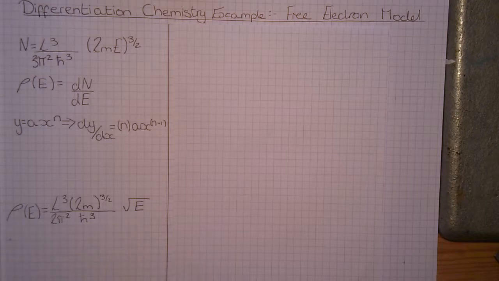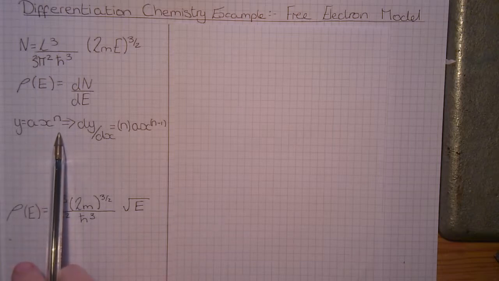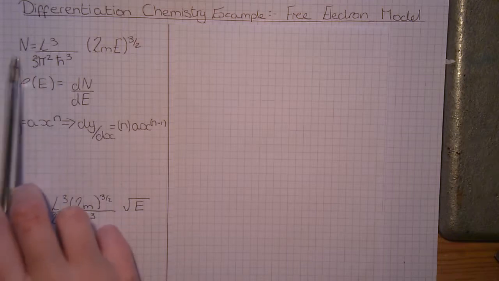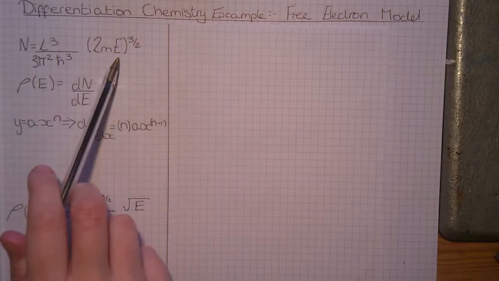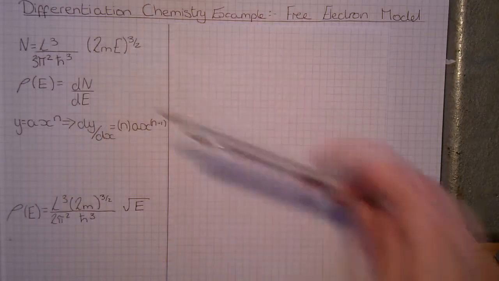The first thing we need to do is get the equation into a form we can differentiate. As in our video algebraic differentiation, we want our equation to be in the form y equals ax to the power of n. As we're differentiating n with respect to e, n is our y and e is our x value. So the first thing we need to do is separate the 2m from the e.